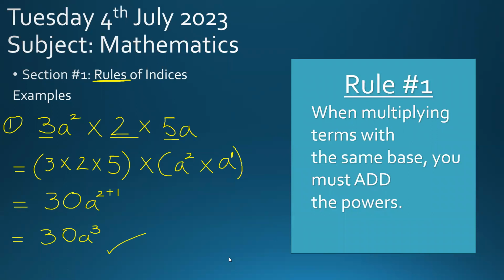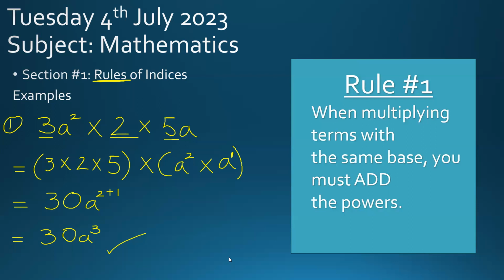Naya, how are you doing? I'm good. How are you? I'm great. Can you tell me what rule number 1 says? Rule number 1, when multiplying terms with the same. You cut off for a moment. Read it again, please. Rule number 1, when multiplying terms with the same base, you must add the powers. Very good. You must add the powers.